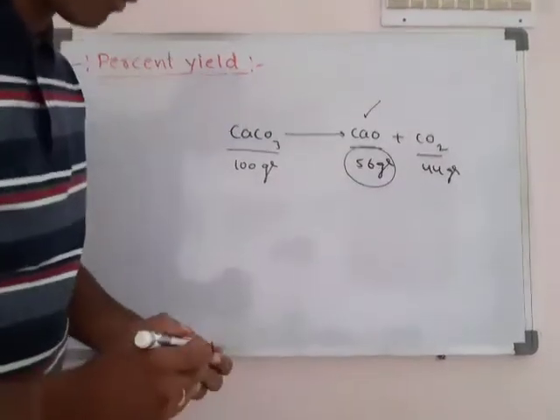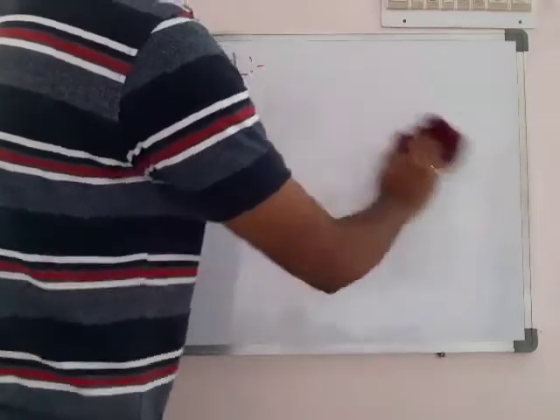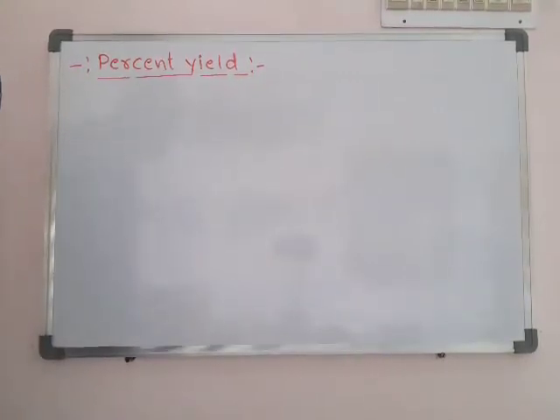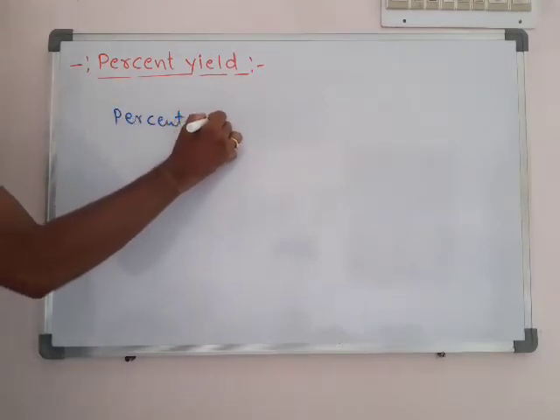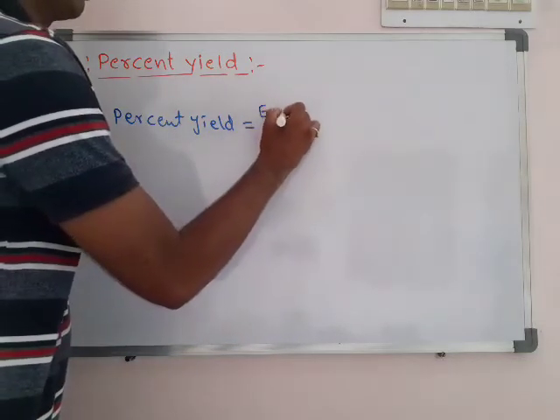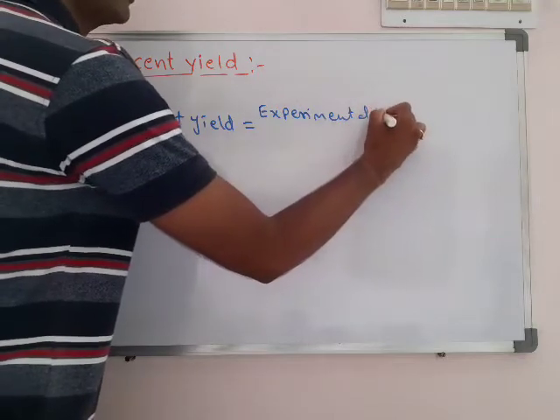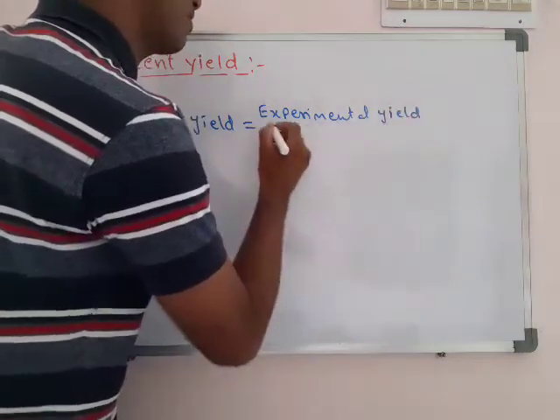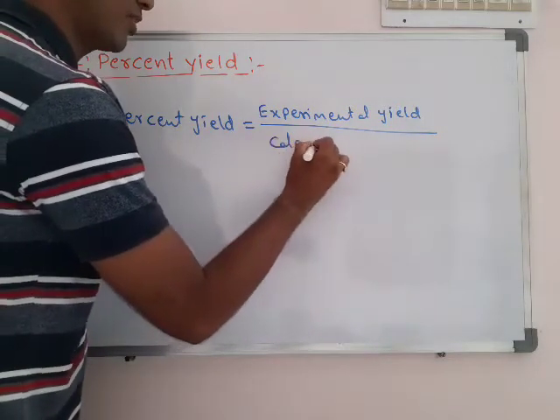Okay, so now we define the percent yield like this. Percent yield equals experimental yield. Yield means the amount of product formed. So the experimental yield by theoretical yield, where theoretical means calculated with the help of the balanced equation.